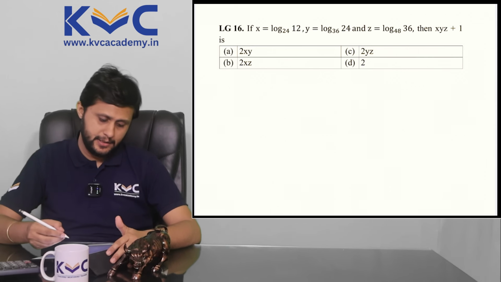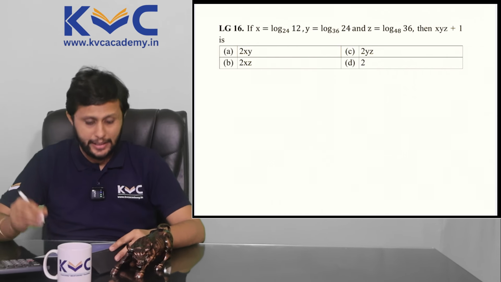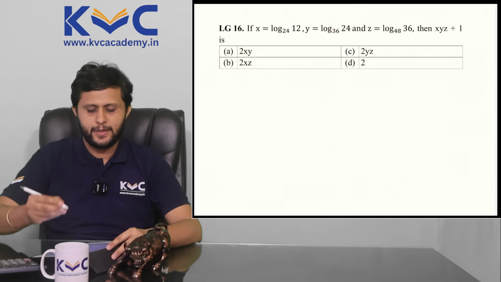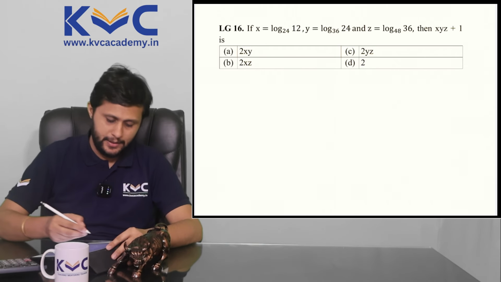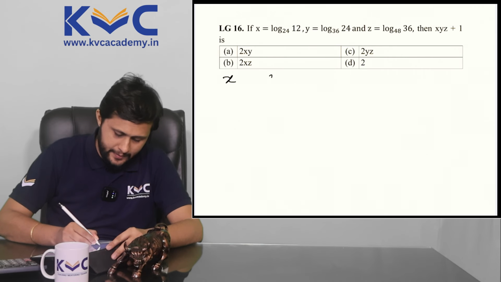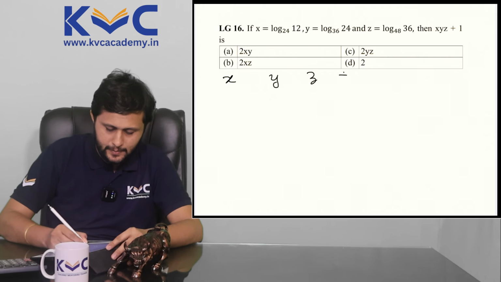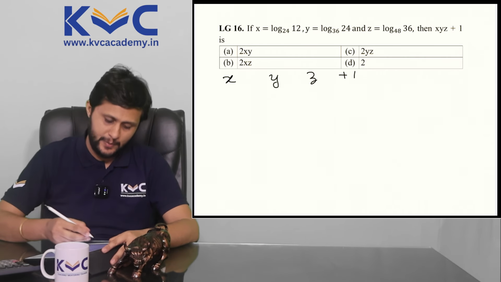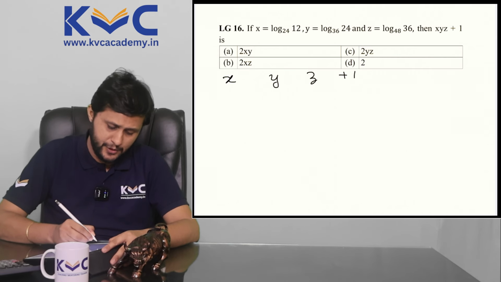Question number 16. X value is given, Y value is given, Z value is given. We have to expand now. Why? Because we have xyz plus 1. So I'll write it here. We have xyz plus 1. We need the value of this. I will have to substitute it.